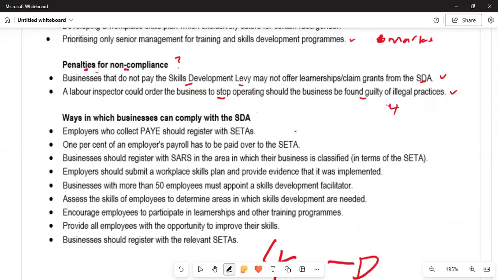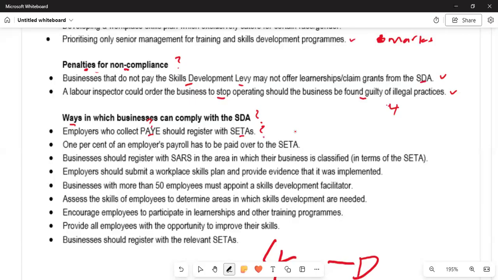So what are the ways in which the business can comply with this act? How are we going to say you have complied with the act? Employers who must pay SDL should register with SETAs. Don't forget, what is this SETA? Sector Education and Training Authority. That is very important. Then we are talking about PAYE and SDL. So make sure that you register with this SETA.